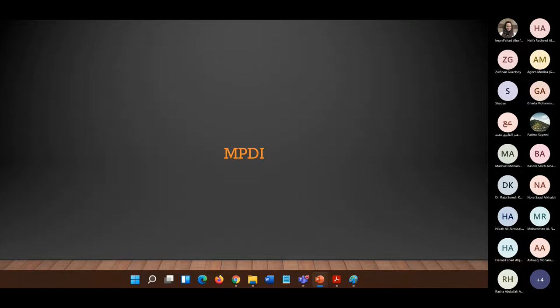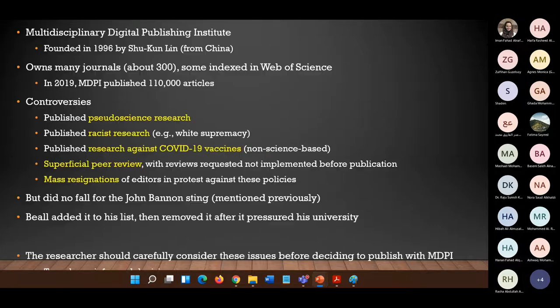MDPI is becoming more and more popular nowadays. Let's look at what's going on with MDPI. MDPI stands for Multidisciplinary Digital Publishing Institute. Founded in the 90s in China, it owns about 300 journals. Some of them are indexed in Web of Science, and they publish loads of papers.